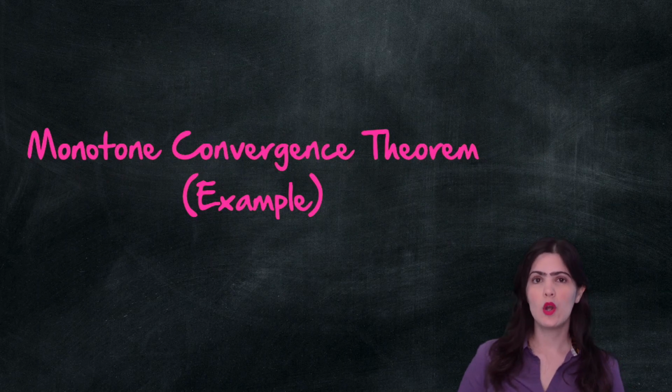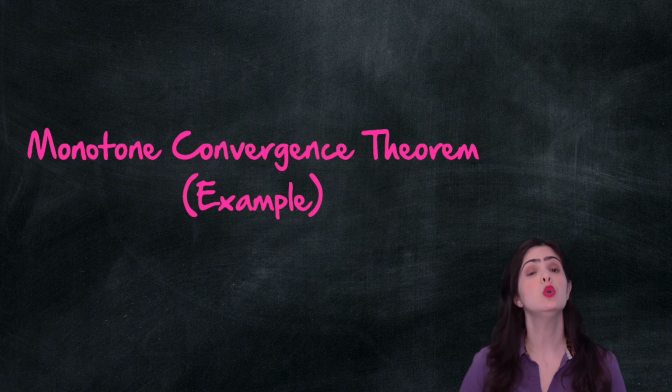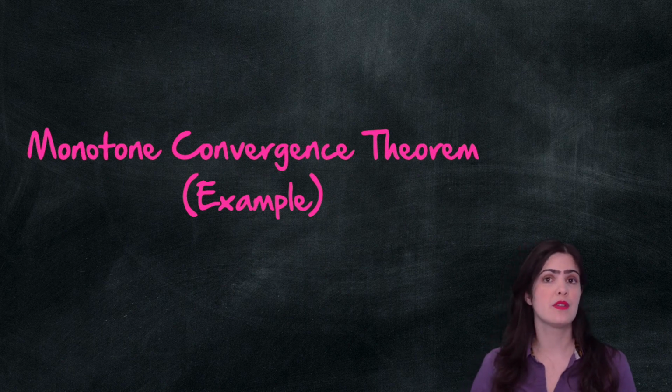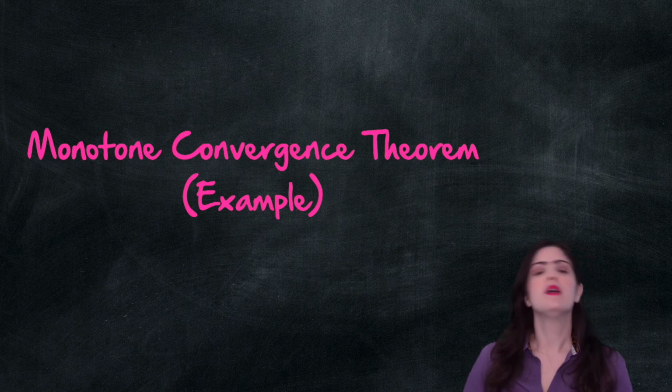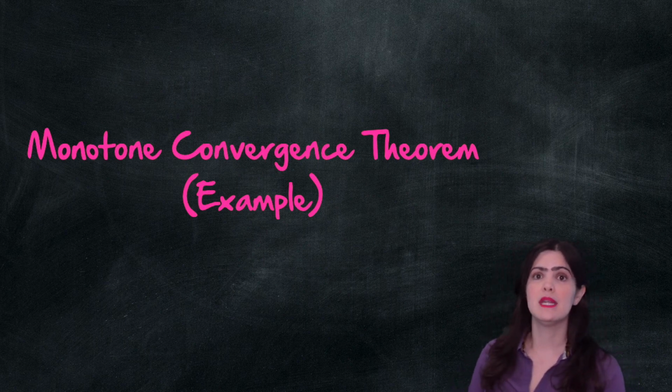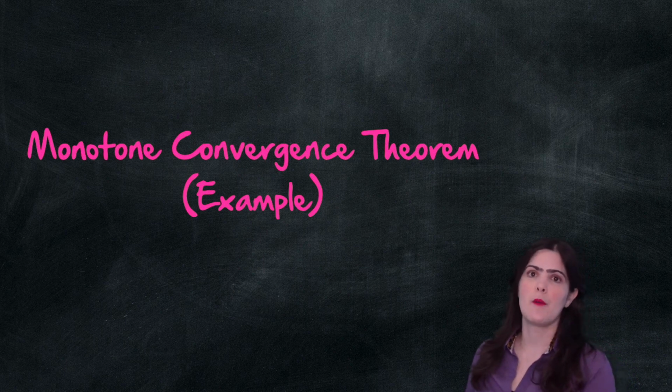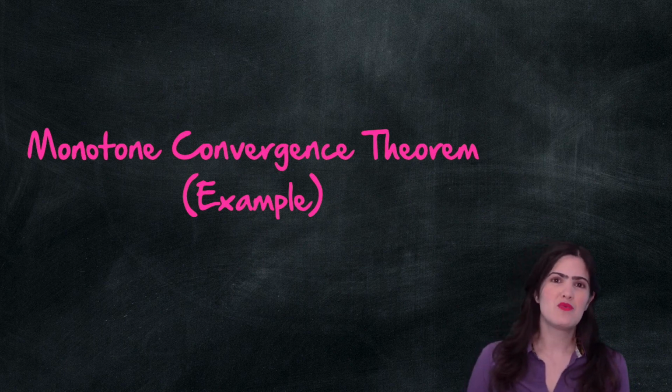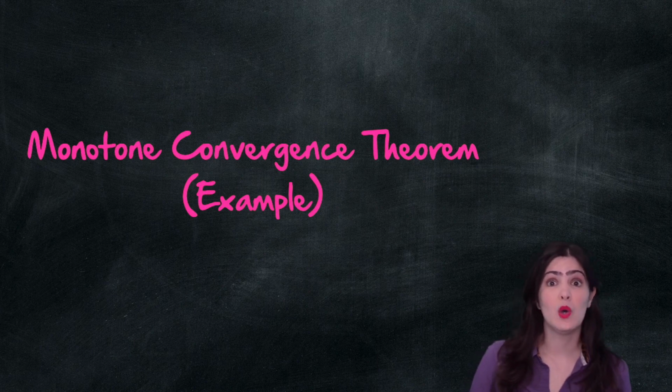In this video, we're going to see an example of how we can use the monotone convergence theorem to evaluate limits. If you remember, the monotone convergence theorem tells us that if a sequence is monotone and bounded, then it is convergent. So the theorem is really just telling us that the limit exists, but it's not really telling us how to actually compute the limit.